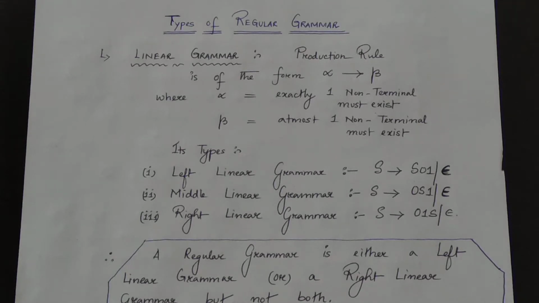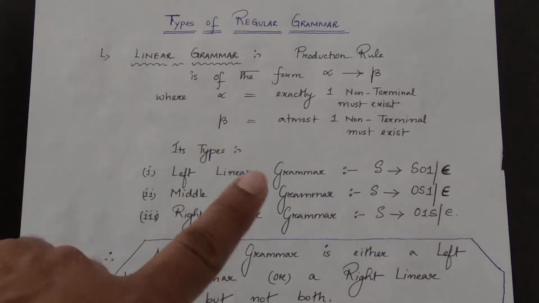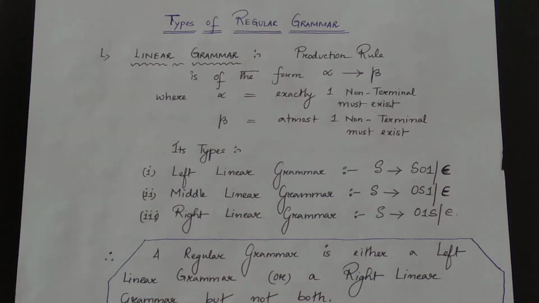So linear grammar is a grammar only, but of the form alpha tends to beta. Because as we are talking about grammar, we are dealing with production rules. Everything is dependent on the production rules, correct? So linear grammar has a production rule of the form alpha tends to beta, where alpha is exactly one non-terminal and it must exist, and beta must have at most one non-terminal in the production. This is the general description of a linear grammar.